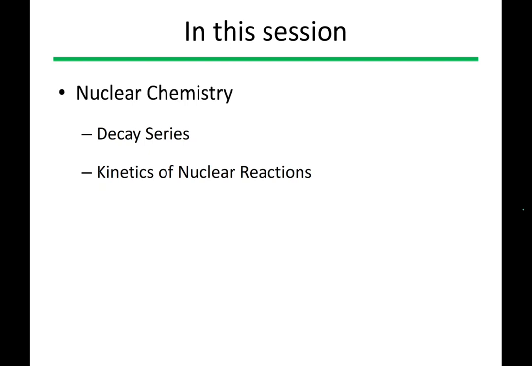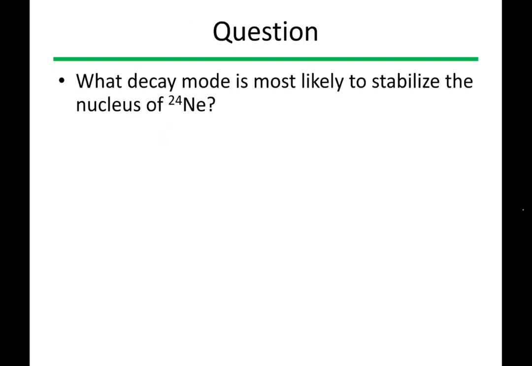In this video, we'll continue with nuclear chemistry, talking about decay series and the kinetics of nuclear reactions. Okay, so first let's do a practice question with the decay modes we talked about last time. What decay mode do we think would be the most likely to stabilize the nucleus of 24 neon?